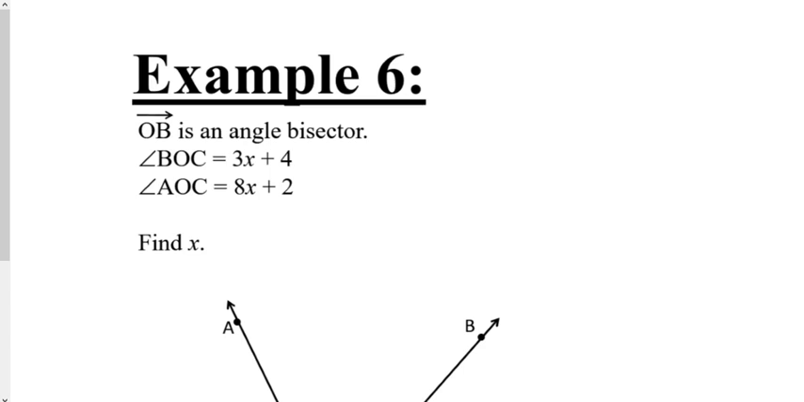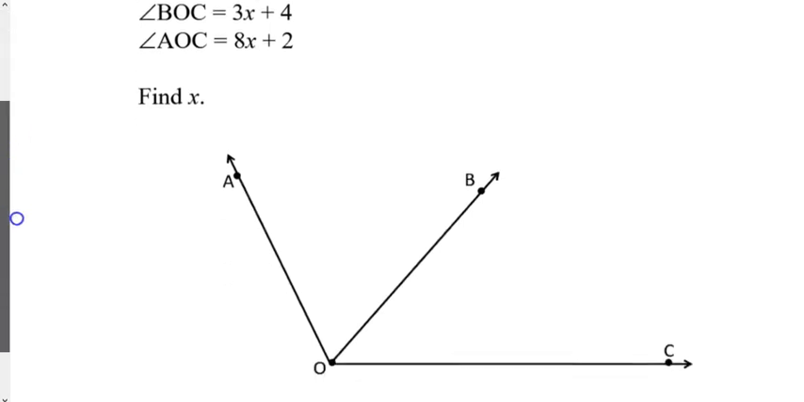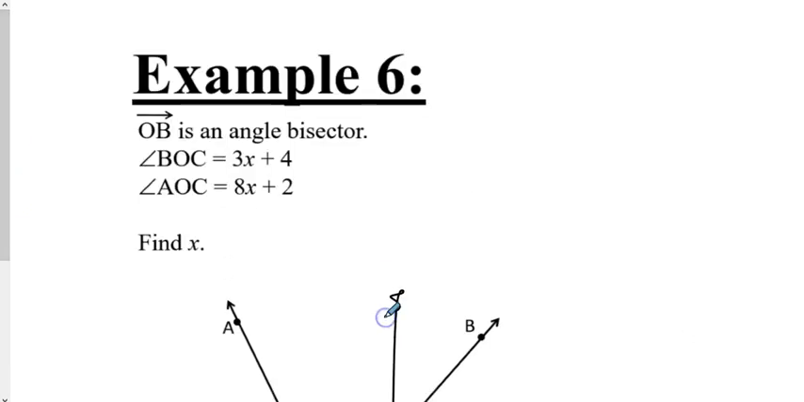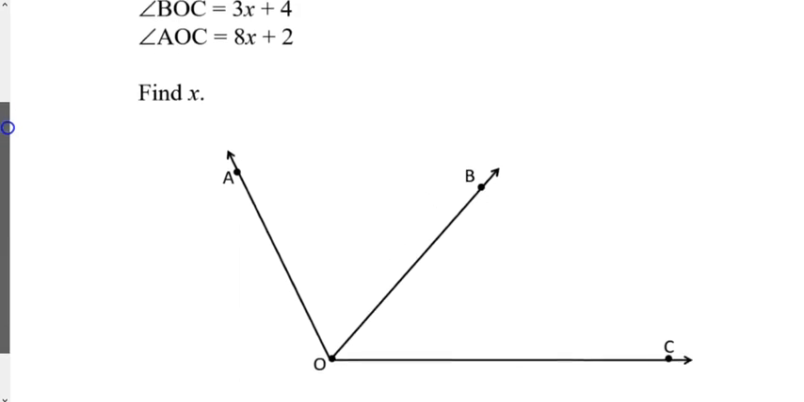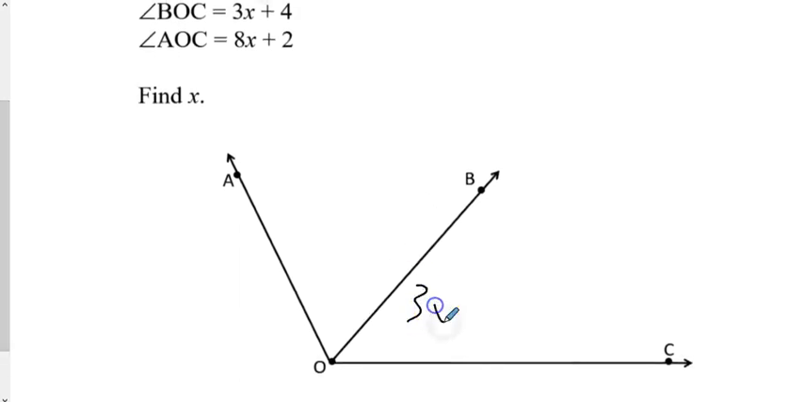Okay, example 6. Again, we have BOC is 3x plus 4. Okay, so we're given this. What was that again? 3x plus 4. And this is why I say be careful. AOC is 8x plus 2. That's the overall angle. That's the whole. But we're not given this.